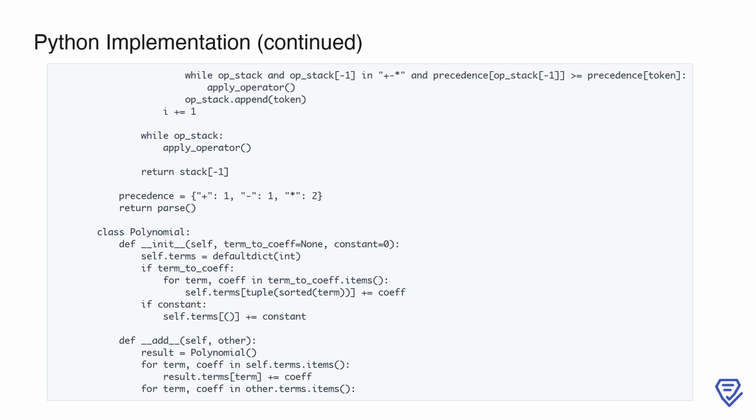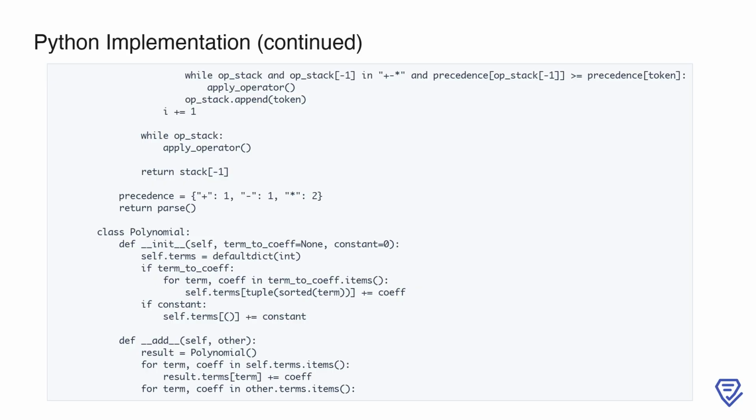The evaluate function continues by managing operator precedence using a dictionary, where multiplication has higher precedence than addition or subtraction. After iterating through all tokens, any remaining operations in the operator stack are applied in sequence. The result of the parse function is the final computed polynomial. Next, we define a Polynomial class to represent and manipulate polynomial expressions. The constructor initializes the polynomial's terms using a defaultdict. It can accept a dictionary to define specific terms and coefficients, or a constant value. The Polynomial class supports addition, subtraction, and multiplication of polynomials.